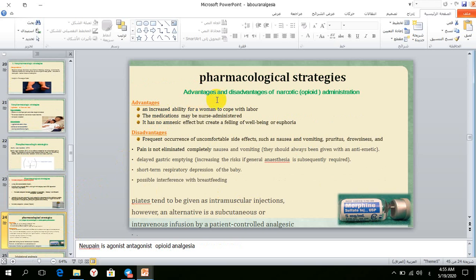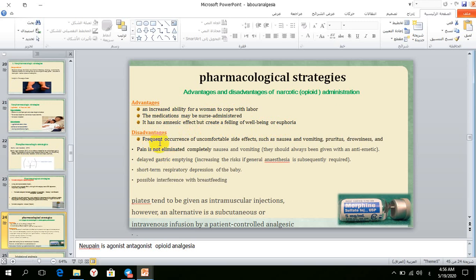عندنا بعد advantages and disadvantages of narcotic اللي هي opioid administration. Advantages: an increased ability for a woman to cope with labor. The medications may be nurse administered، ممكن حتى الناس تنطيها. It has no amnestic effect but creates a feeling of well-being or euphoria.